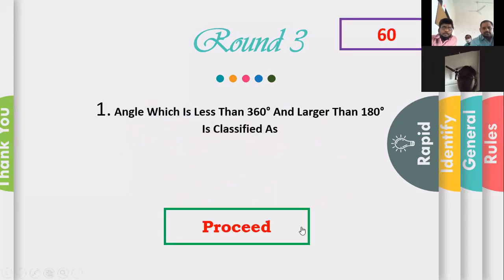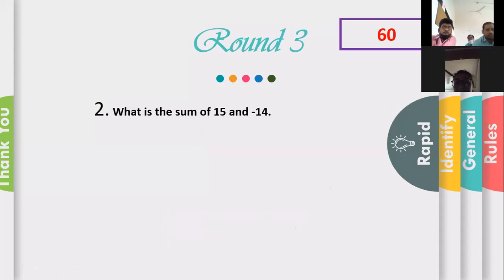Your first question is: an angle which is less than 360 degrees and larger than 180 degrees is classified as? Beta, you can skip the question if you don't know. Yes, beta? Obtuse. Wrong.